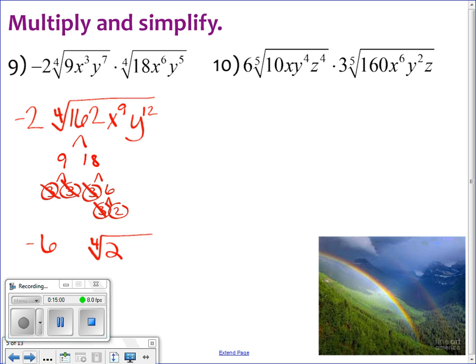All right, your x's then, you have x to the 9th. How many groups of 4 can I get out of that? 2. How many would be left? And then I can get 3 groups out of my y's. Anybody left in my y's? No.